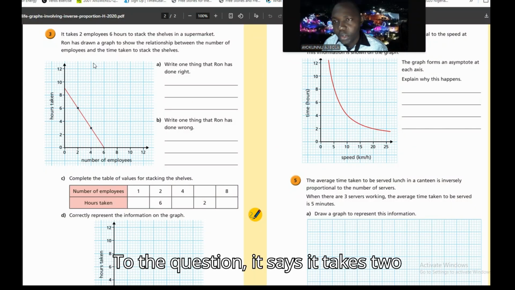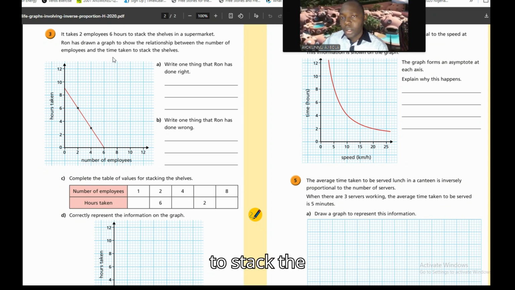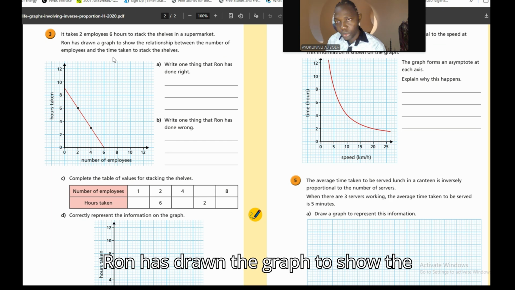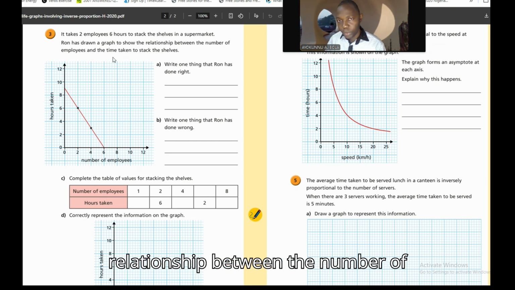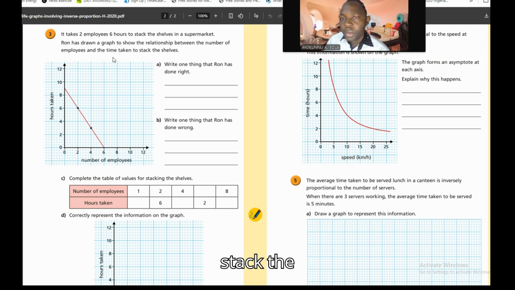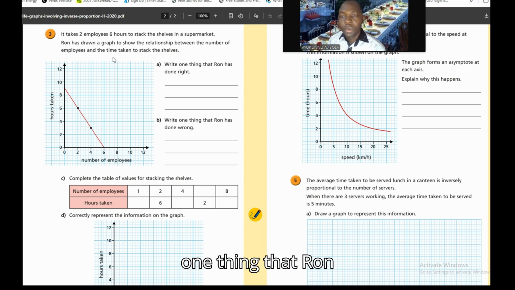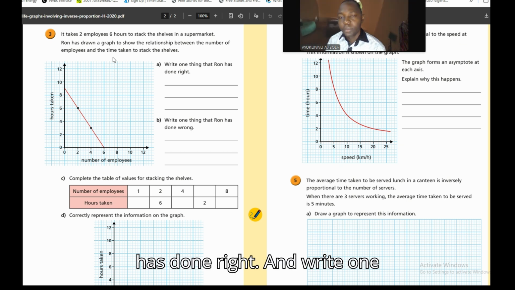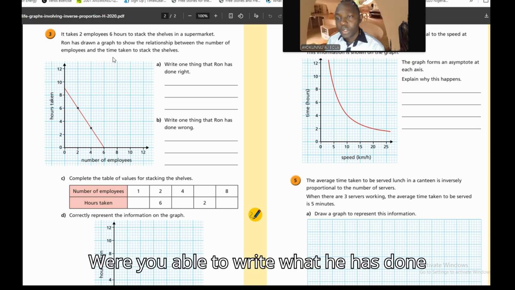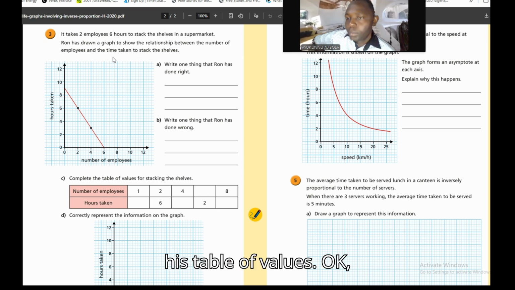To the question, it says it takes 2 employees 6 hours to stack the shelves in a supermarket. Ron has drawn the graph to show the relationship between the number of employees and the time taken to stack the shelves. Write one thing that Ron has done right, and write one thing that Ron has done wrong. Were you able to write what he has done right? I said that he's plotted 2 points correctly from his table of values.